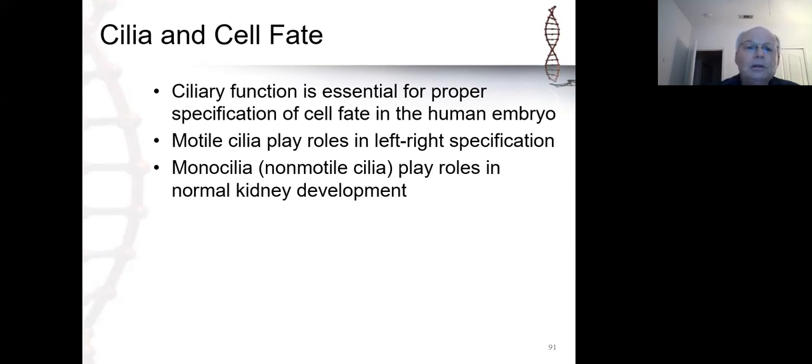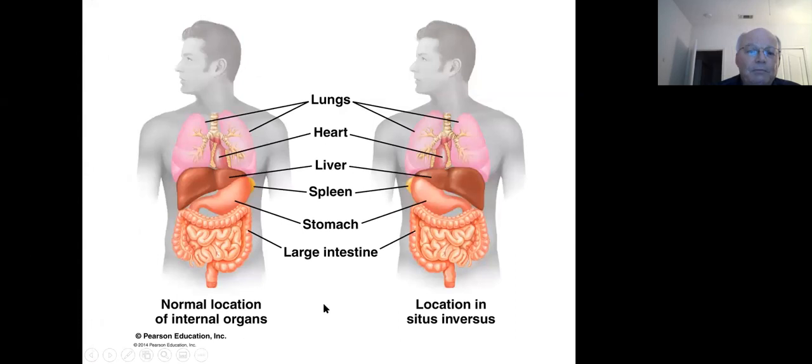And those non-motile cilia, for instance, are important for the normal development of the kidney. But it turns out that there is a condition called Kartagener's syndrome that is a product of motile cilia no longer functioning correctly, let's put it that way, and those motile cilia actually become non-motile or monocilia, and that has an effect on the arrangement of the organs in the body cavity of humans.